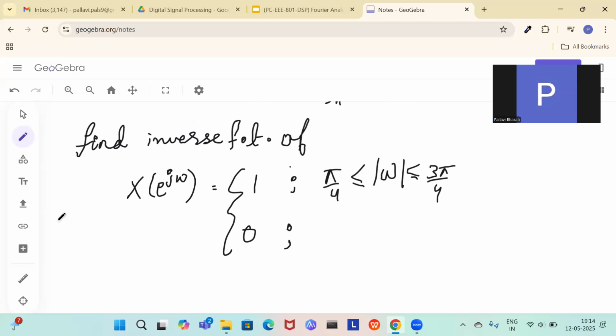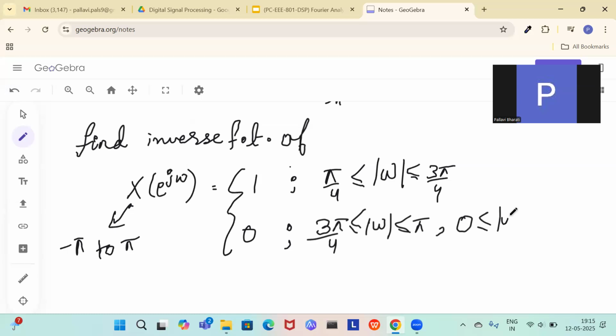What would be the rest of the interval? Because this is between −π to π, the leftover intervals will be 3π/4 to π. Mod of ω is less than or equal to π, and directly I am writing in terms of mod ω. So it's written in this manner: 0 for mod of ω less than π/4.